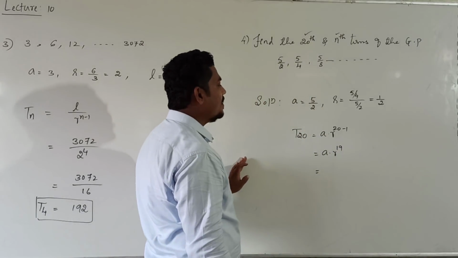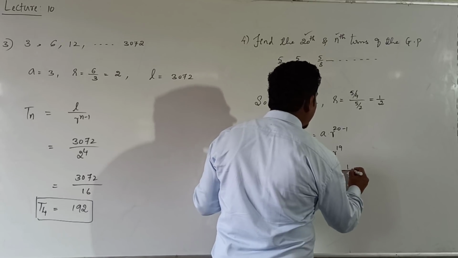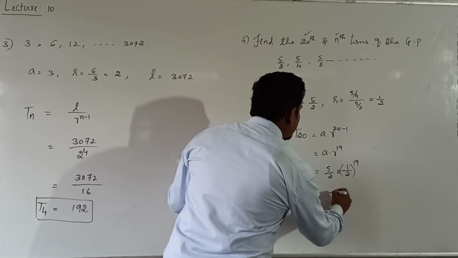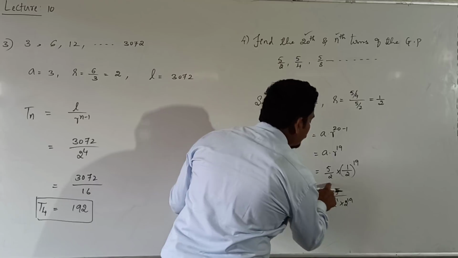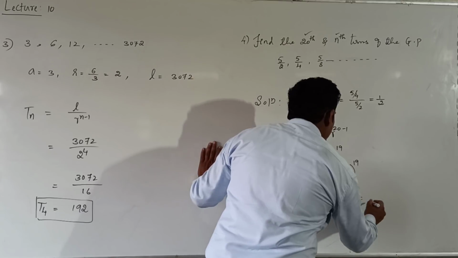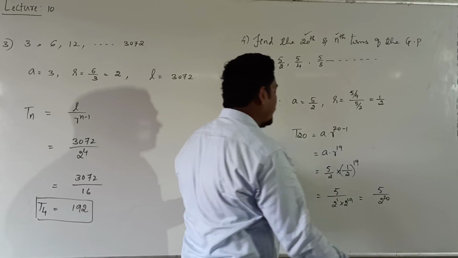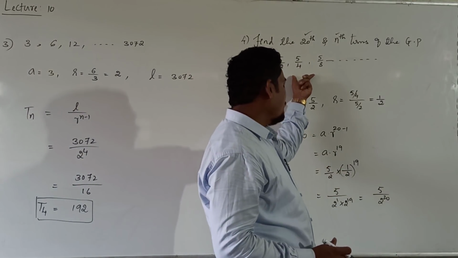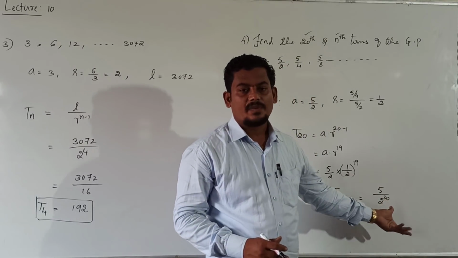Now, what is a value? A is 5 by 2 into, what is r value? 1 divided by 2, whole thing power 19. After simplification, 5 divided by 2 power 1 into 2 power 19, because 5 by 2. That is equal to 5 divided by 2 power 20. It is 20th term. 20th term of this GP is 5 divided by 2 power 20. No need to simplify.